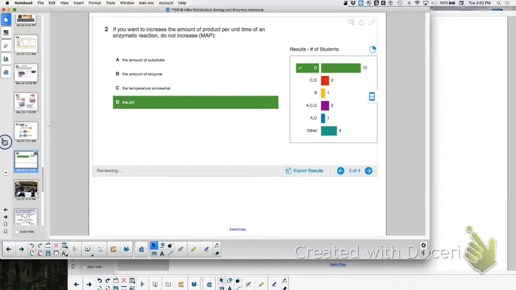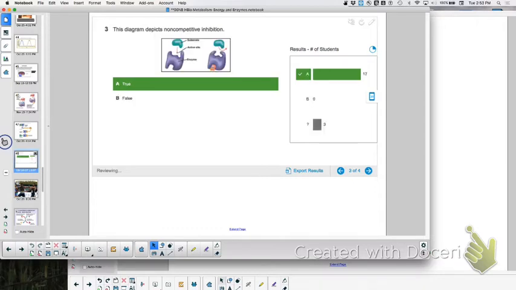Okay, number 2. If you want to increase the amount of product per unit time of an enzymatic reaction, do not increase. So all of these will increase the amount of product. The amount of substrate will increase it. Increase the amount of enzyme, you'll have more product. Increase the temperature a little bit, not so much that it denatures, but a little bit, that'll work. But if you change the pH, remember every change in pH is a tenfold change. Good. Number 3, this diagram.